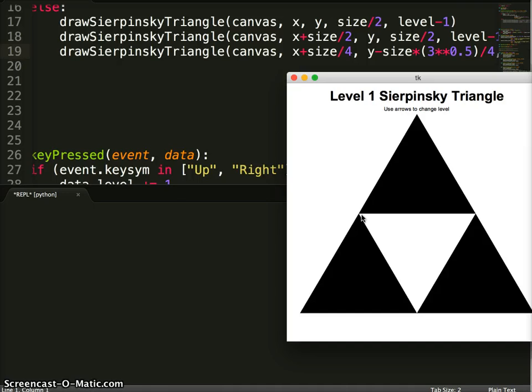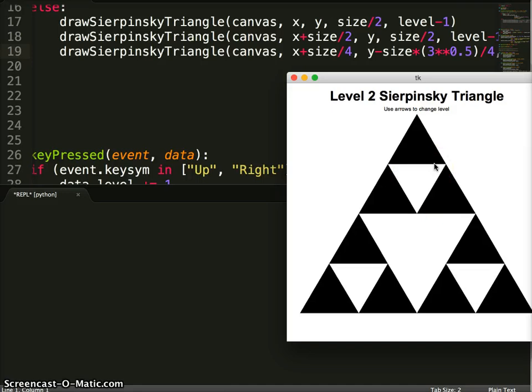So you can work out the math for yourself, but basically when I do draw Sierpinsky's triangle, I'm going to be calling it recursively with size divided by 2 and level minus 1, and I call it on this corner, and this corner. Thus, I'll basically make Sierpinsky triangles within each of the 3 places.